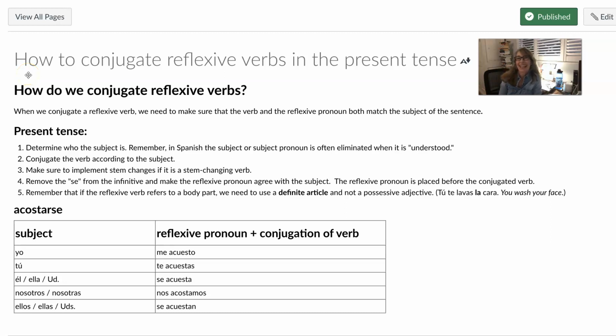Hola! Let's take a look at this instructional page in Canvas, how to conjugate reflexive verbs in the present tense.